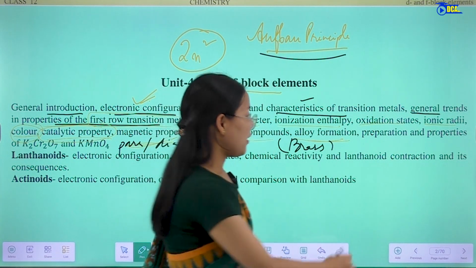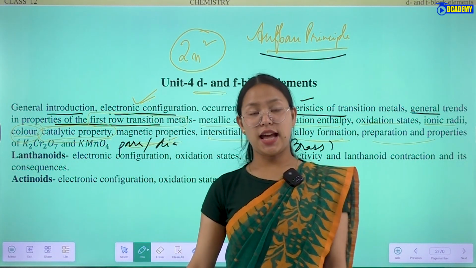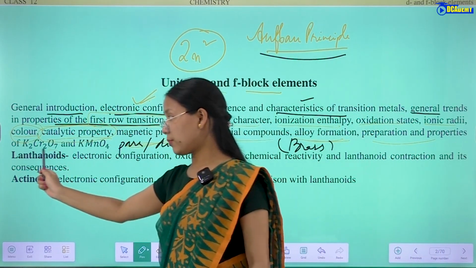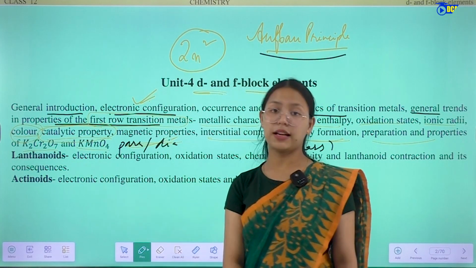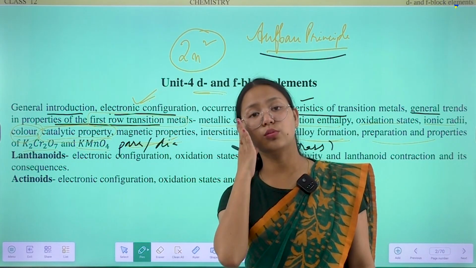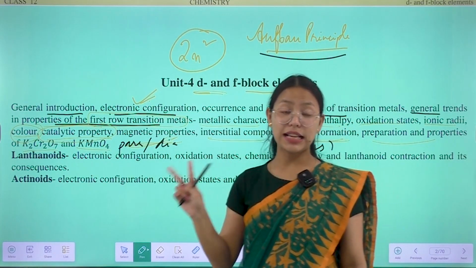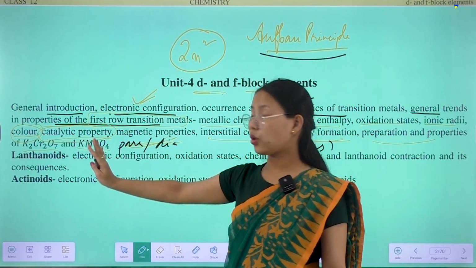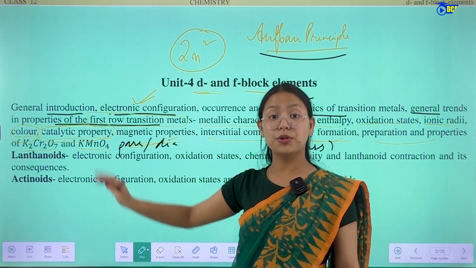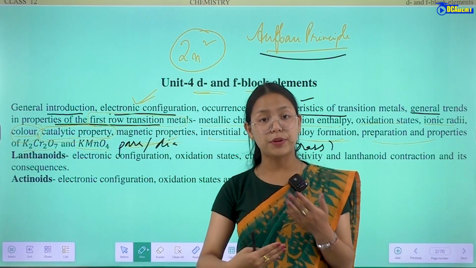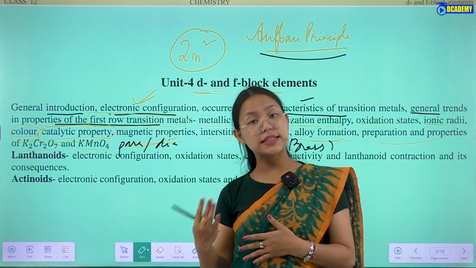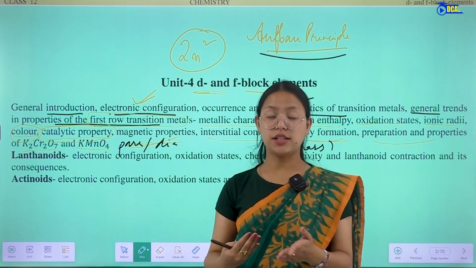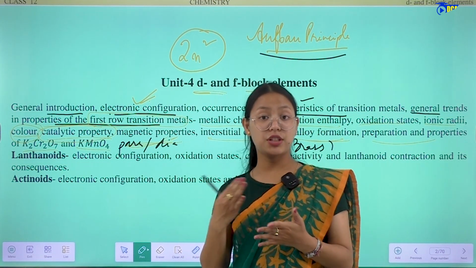Okay. Now here, preparation and the properties. Mainly, we are going to study about the potassium dichromate and potassium permanganate. They are the compounds of d block elements. They have potassium, chromium, and oxygen, some of the oxides. And we study the preparation, the properties and reactions, the oxidizing property, reducing property, oxidation states.